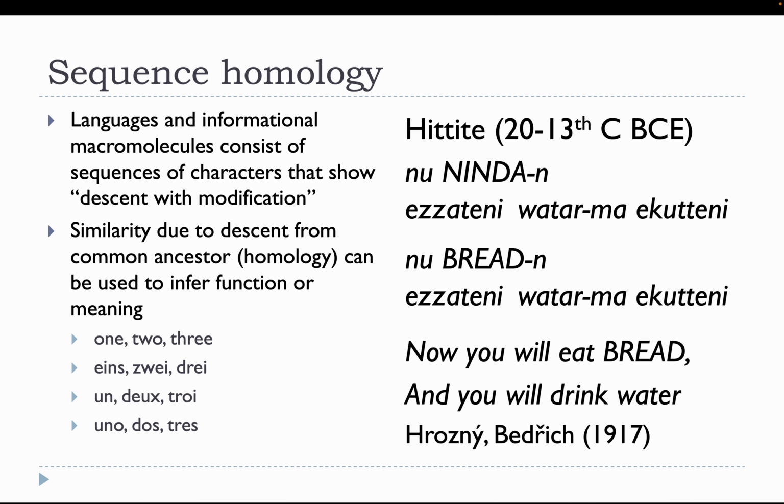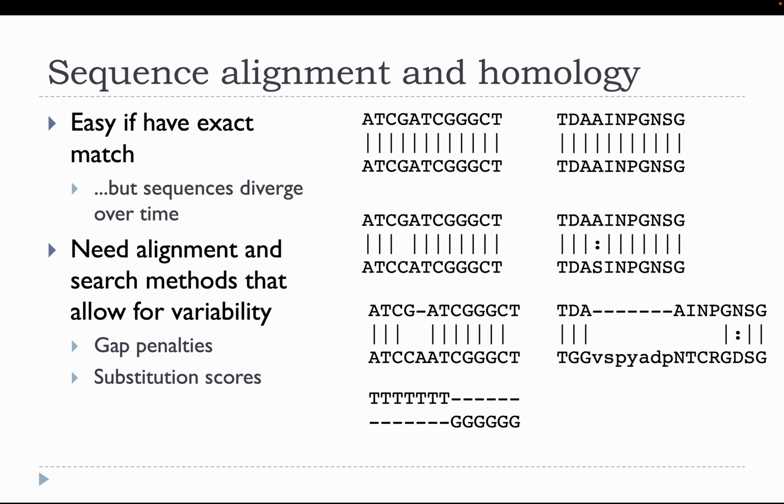He looked at the other words and he said, well, that looks a bit like the word for eat, and that looks a bit like the word for drink, or at least ekutini, he said, looks a bit like aqua in Latin, which means water. And he pieced it together. And in fact, even nu, in Hittite, it doesn't quite mean now, it's more like a kind of and word, but it is cognate with now. Cognate is what you say when you're talking about languages as homologous in sequences. So this is just an example of how you can recapitulate things.